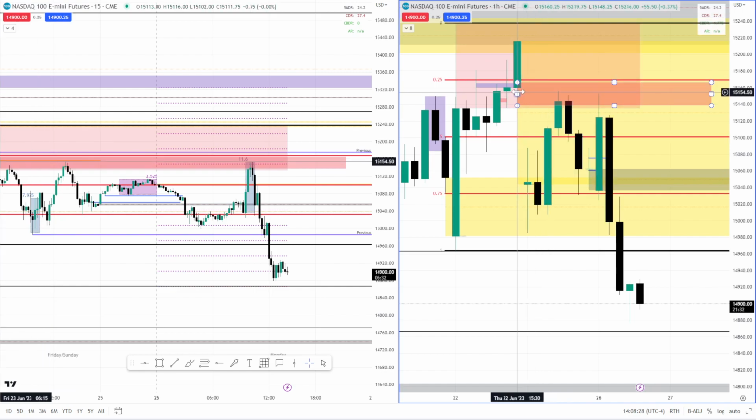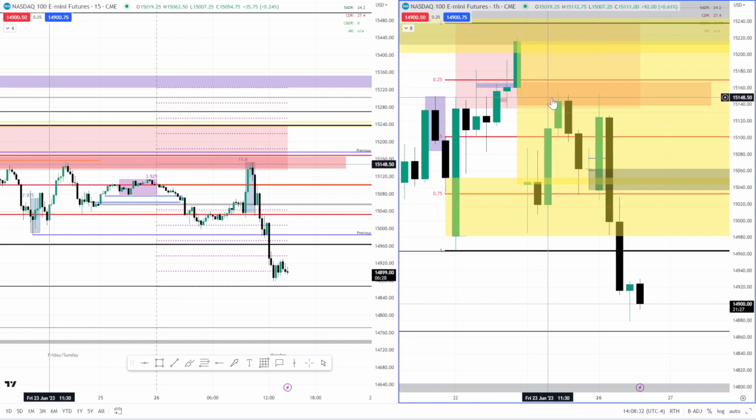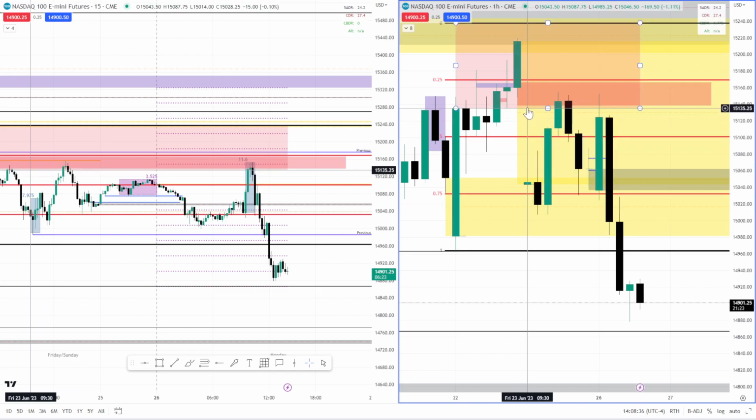Yeah, we get this gap right here, from this candle body to that candle body. It looks like they come right up into this wick 3 times, and then that 151.48 level.